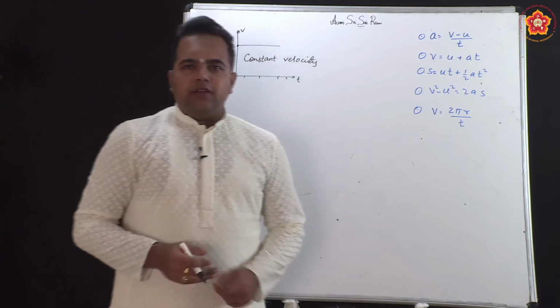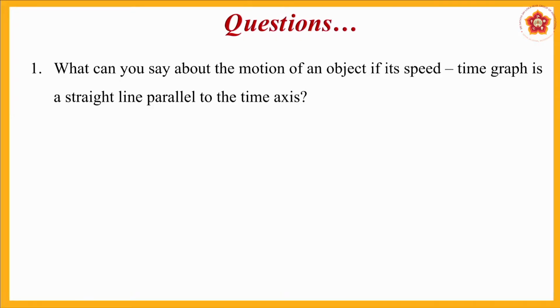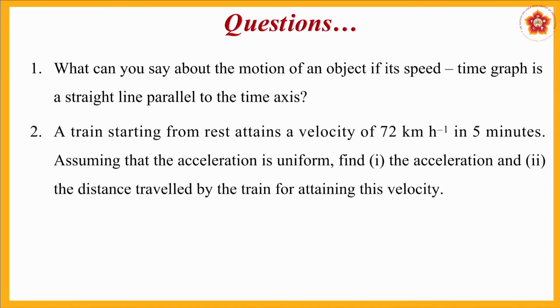Let us go to the next question. A train starting from rest attains a velocity of 72 kilometers per hour in 5 minutes. Assuming that the acceleration is uniform, find the acceleration and the distance travelled by the train for attaining this velocity.